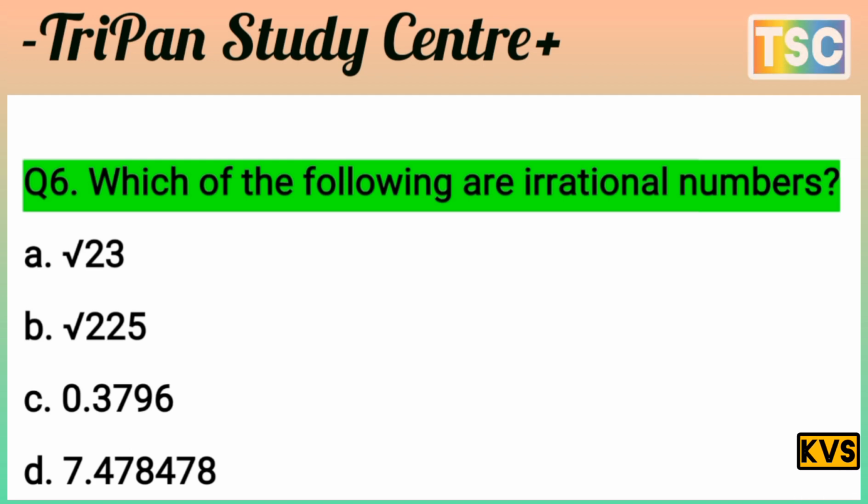What remains is A, the right option. The right answer is A. The irrational number here is under root 23. Under root 23 is the right answer, so the A option is correct for this question.